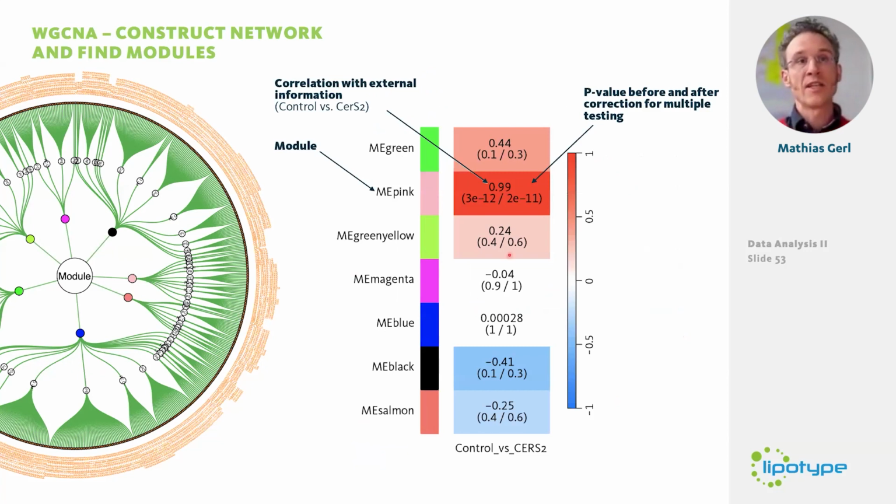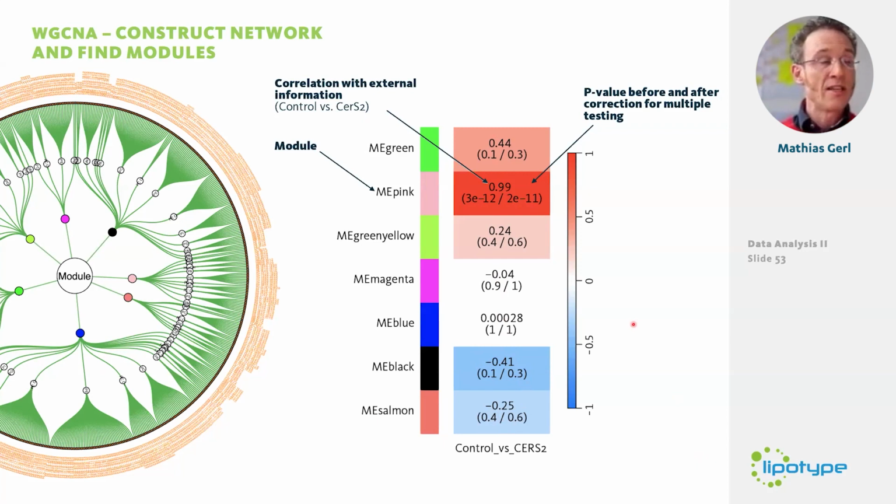And by this, you would get a result which would tell you that there should be a pink module over here that has a very high correlation with the external information, that is control versus the knockout that you're looking for, and also has a very strong p-value. And there might be another one which is not significant, but that has a negative correlation. And so you could end up with multiple of these modules that are interesting. And you could also do this for multiple tests at the same time.